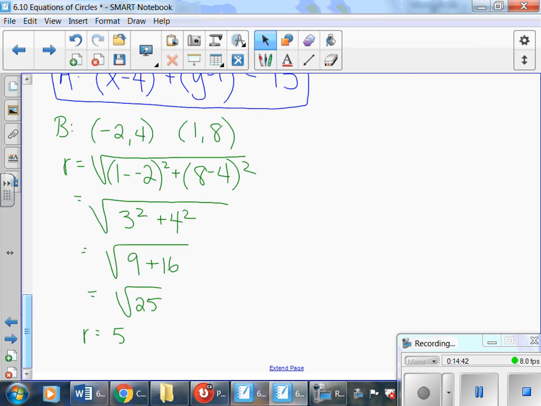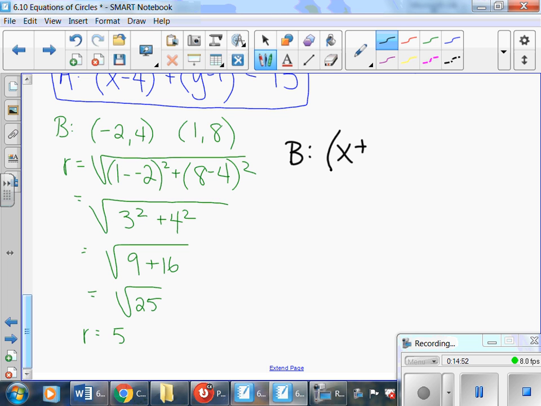So the equation of my circle B is going to be, my center was (-2, 4), so (x plus 2) squared plus (y minus 4) squared is equal to r squared, which is 25. I keep going back to that. That r is a bone of contention here. So make sure that it's always equal to r squared. Determine what r is first, and then square it when you're setting up your equation.